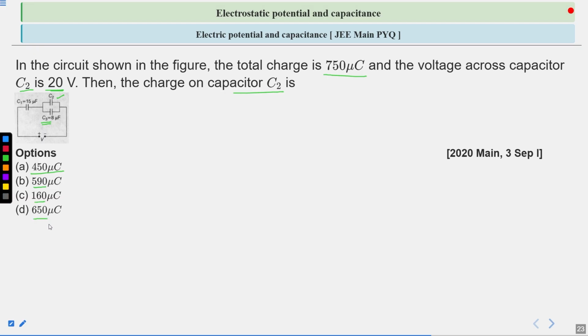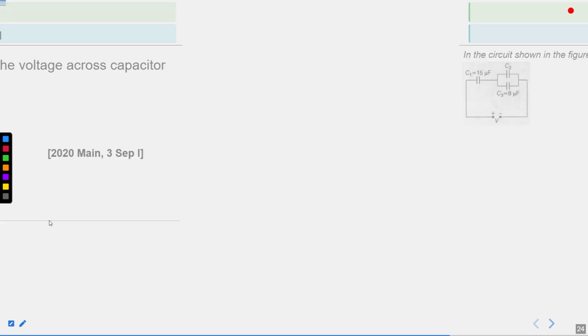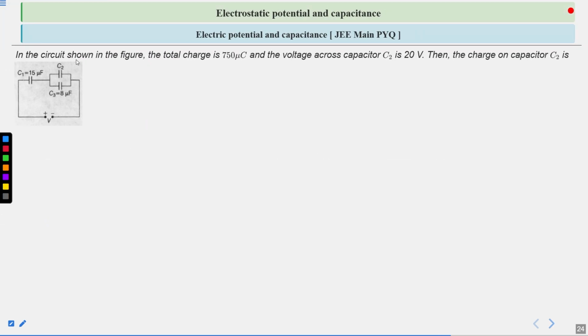So I will give you some time. In the circuit shown in the figure, the total charge is 750 microcoulomb and the voltage across C2 is 20 volt. Okay, so let's see the solution. The correct option is B, 590 microcoulomb.